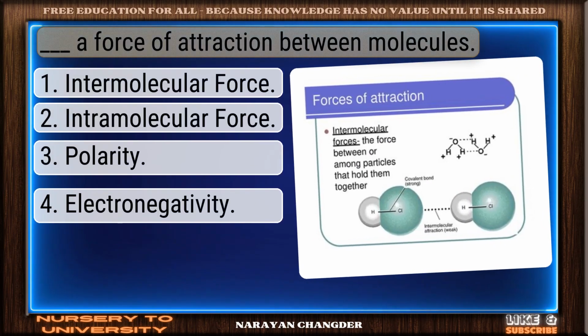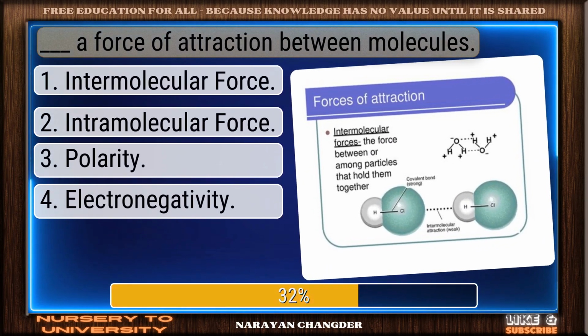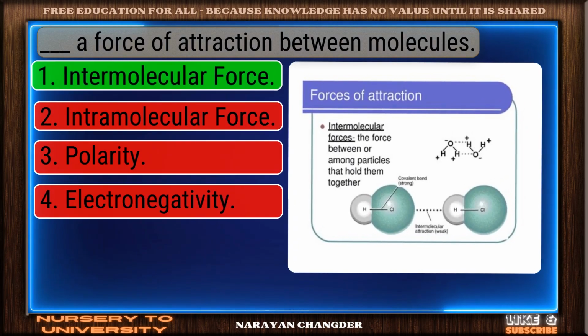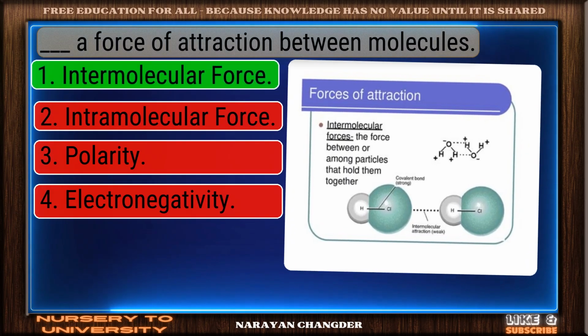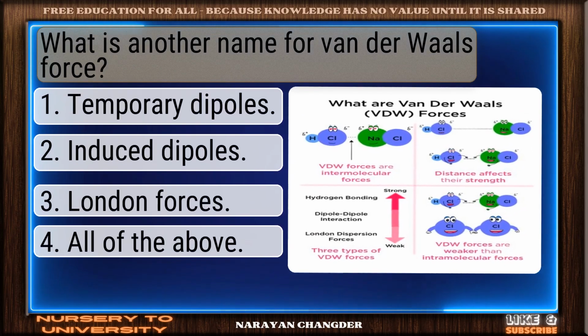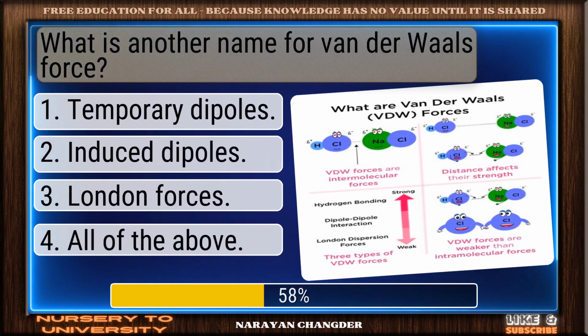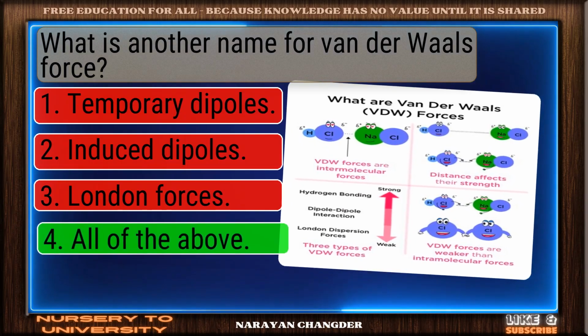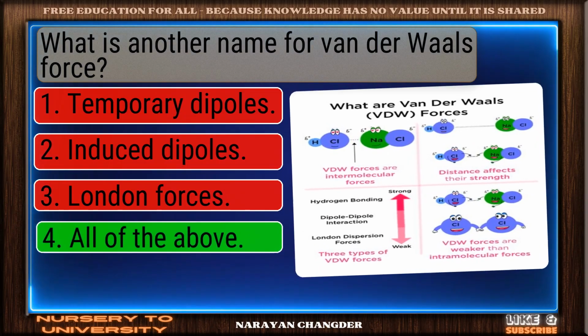Dash, a force of attraction between molecules. Correct response. Intermolecular force is the most accurate answer. What is another name for van der Waals force? You got it. Your choice, all of the above, is right.